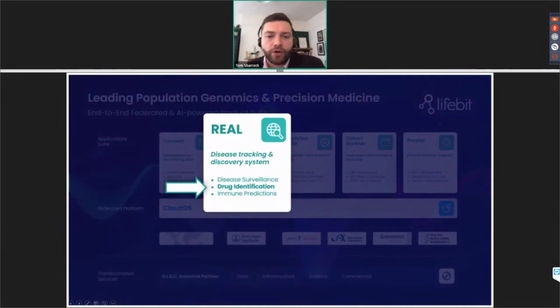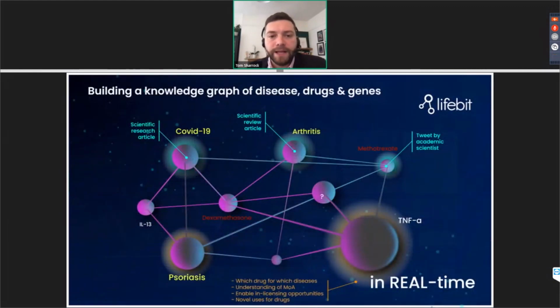So that's all I wanted to talk about on disease surveillance, but another part within our Lifebit REAL application is our drug identification module. And here what we were aiming to do, and this is more in an R&D phase, is actually identifying the drugs and vaccines which are in development for a particular disease which we have tracked. And by doing this, we can start to actually build a knowledge graph, which is a variety of different data points connected using artificial intelligence, so that we can start ingesting data from that, be it scientific research articles, scientific review articles, or even tweets by an academic scientist. By looking at this data, we can start building a picture of disease prevalence and disease surveillance for these diseases.